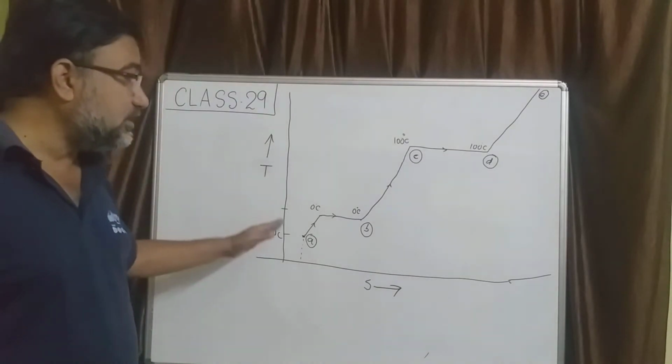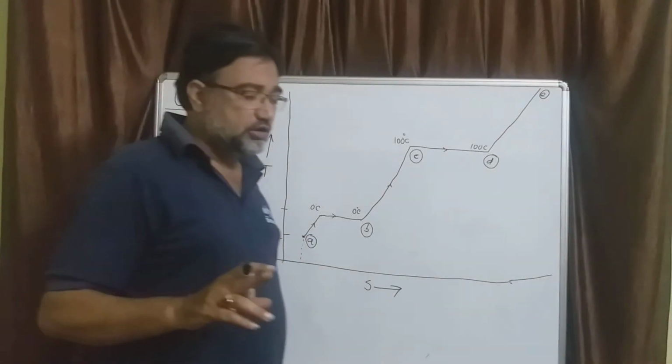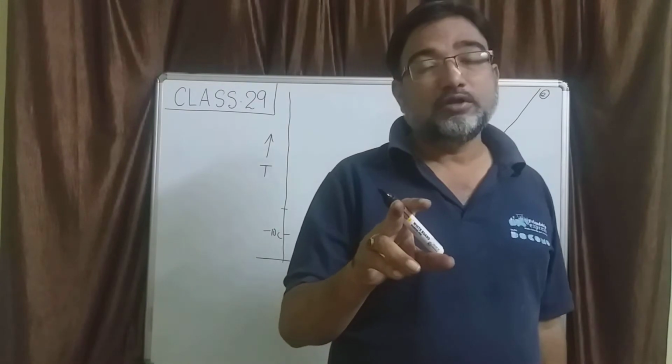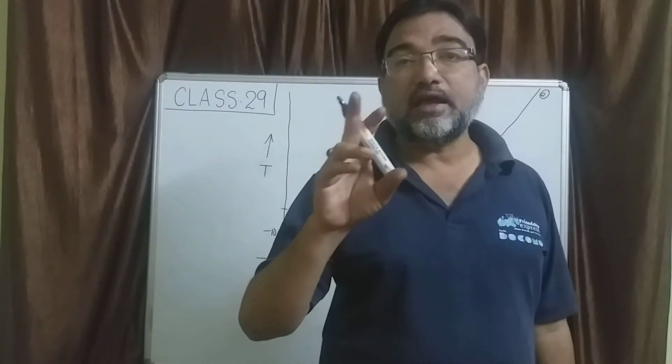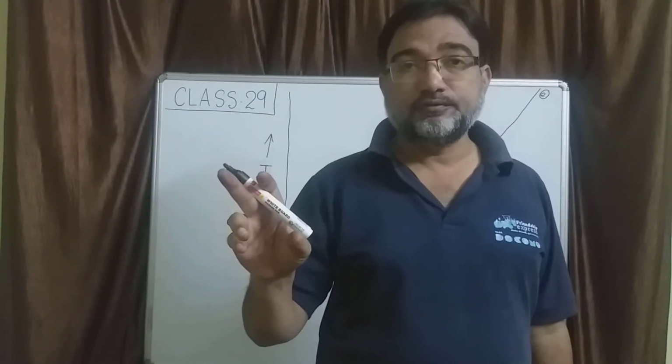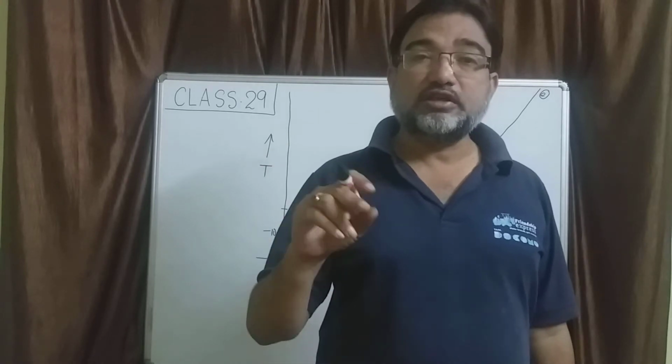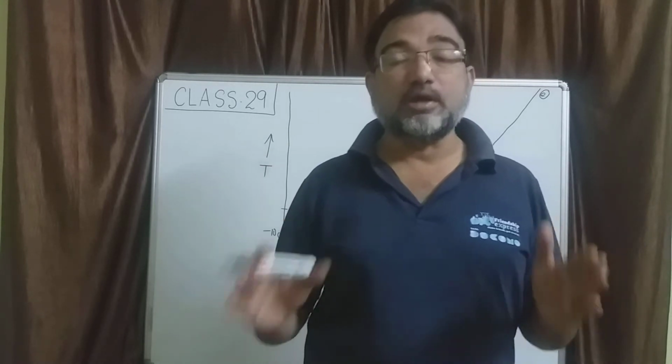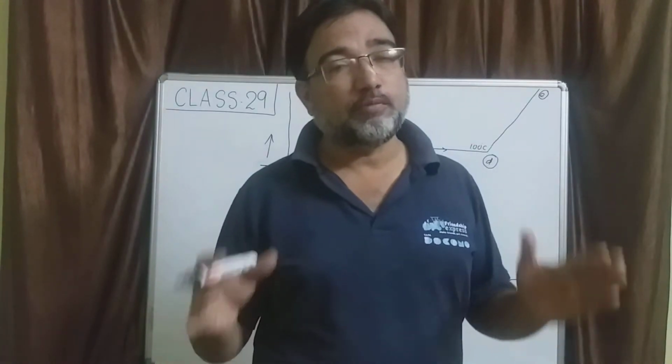So this becomes a TS diagram. And why am I choosing a TS diagram? Because you know that the area under any line or curve in a TS diagram, projected on the entropy axis, gives you an idea about the magnitude of something.